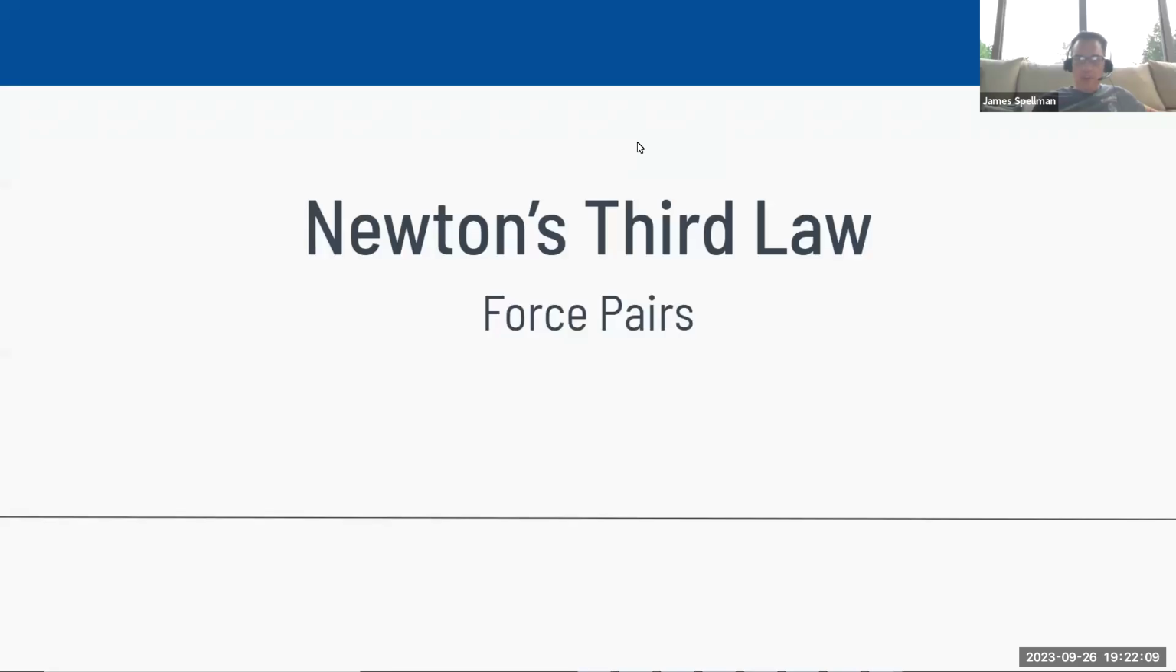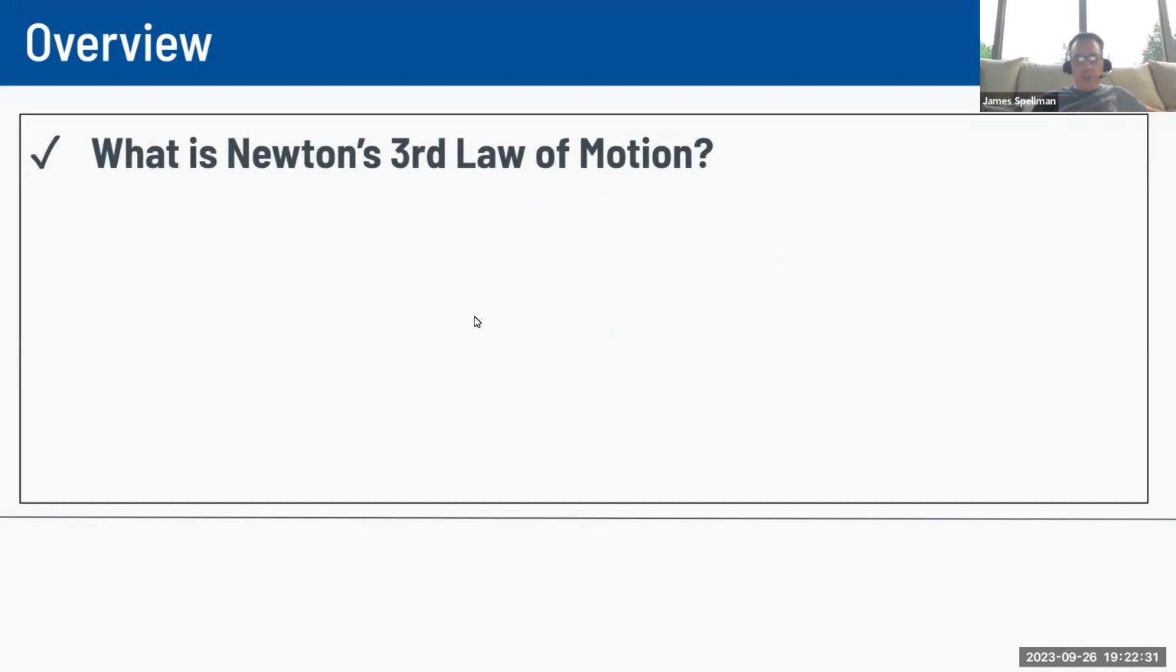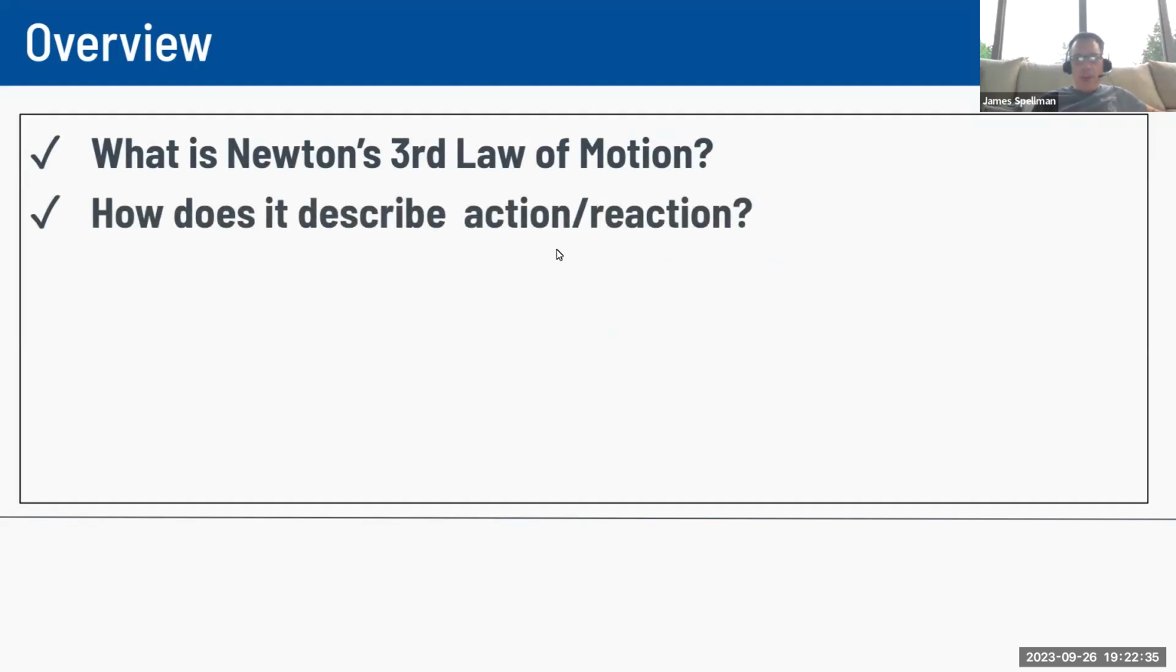Broadcasting from the beautiful Spelman porch, going through Newton's third law. We're talking about force pairs. So again, Newton's first law was dealing with inertia. Newton's second law is our force equals mass times acceleration, which is still kind of about inertia and the relationship between forces and acceleration. And Newton's third law talks about what happens when forces bump into each other. So we're going to try to answer the questions: what is Newton's third law of motion, and how does it describe action and reaction situations?